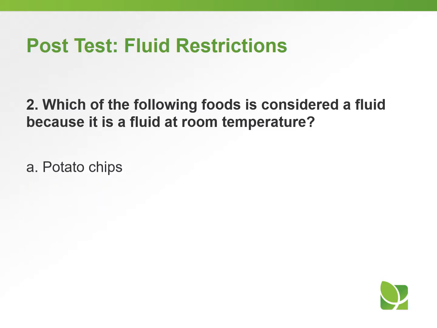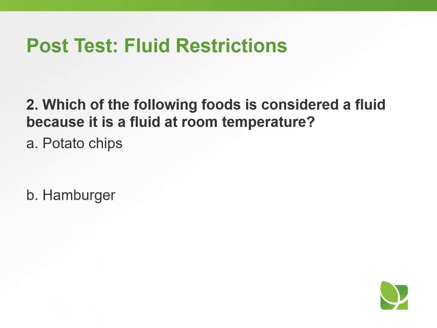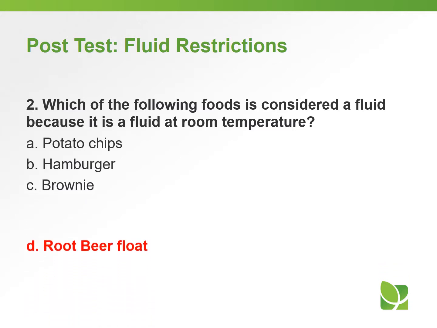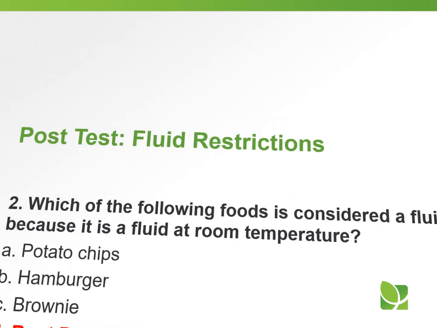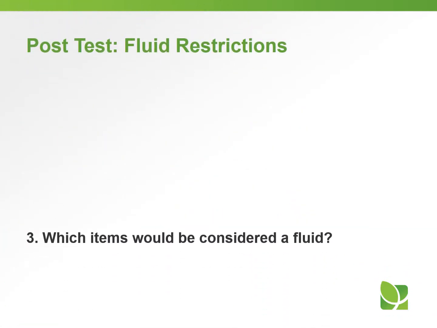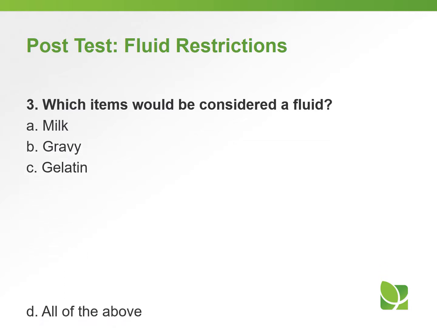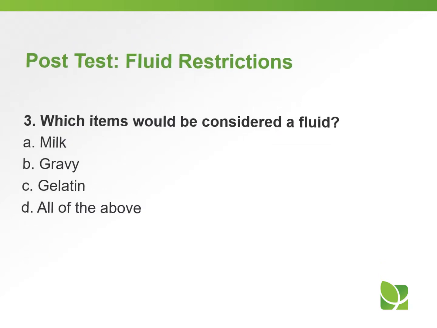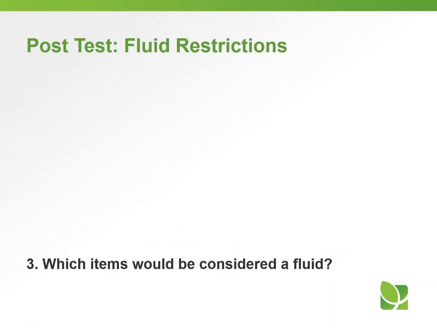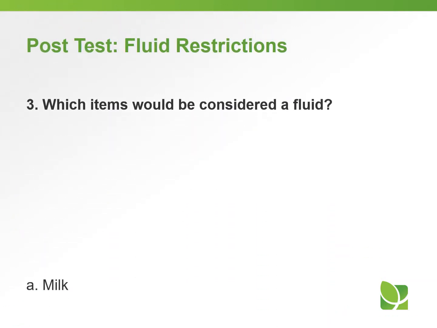And the answer to question number 2: which of the following foods is considered a fluid because it is a fluid at room temperature? That would be D, root beer float. Question number 3, which items would be considered a fluid? A, milk, B, gravy, C, gelatin, or D, all of the above? And the answer to question number 3 would be D, all of the above.